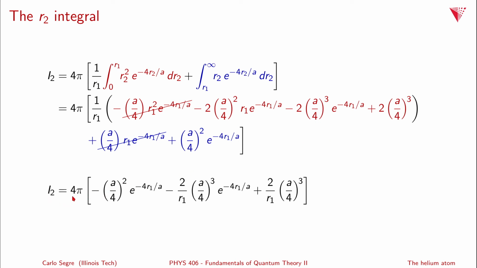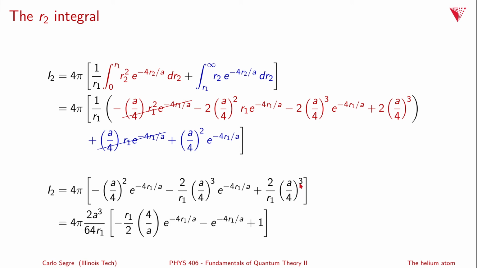I2 is then equal to 4 pi times the quantity minus a over 4 squared e to the minus 4r1 over a, minus 2 over r1 times a over 4 to the third power e to the minus 4r1 over a, plus 2 over r1 times a over 4 to the third power. Now this is just I2.